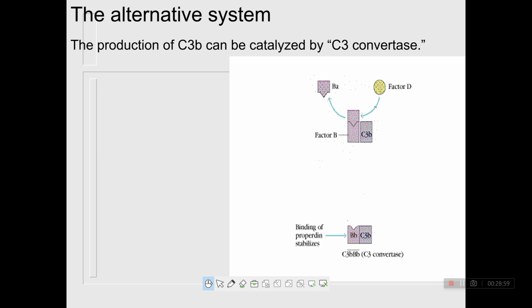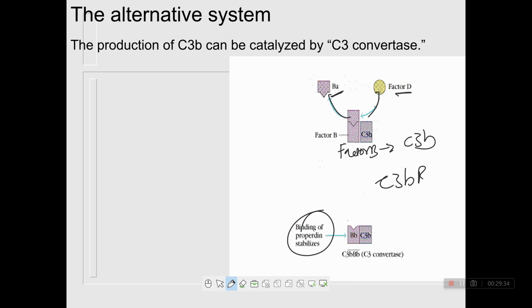The production of C3b can be catalyzed by C3 convertase. This is factor B and factor D. When they combine, they bind to factor B. This factor binds with C3b, right? This binding of properdin stabilizes C3b and Bb, C3bBb. This is the C3 convertase.